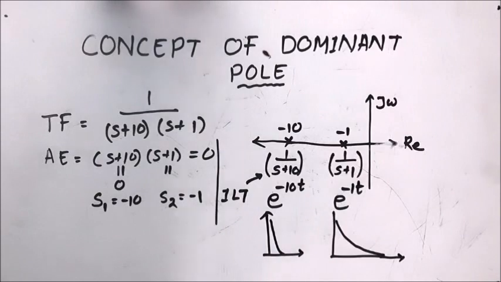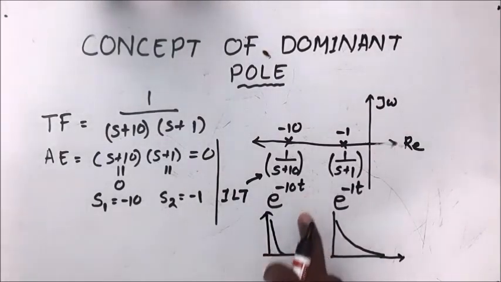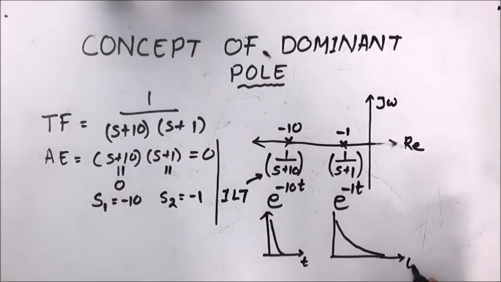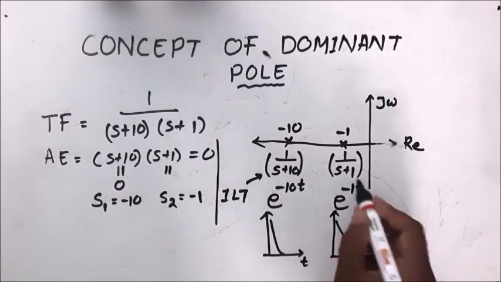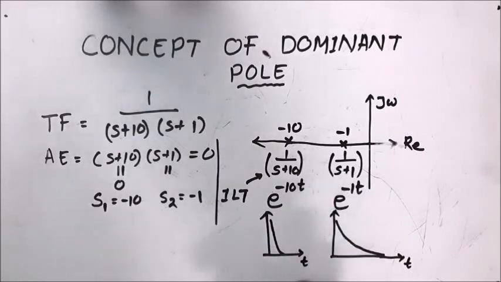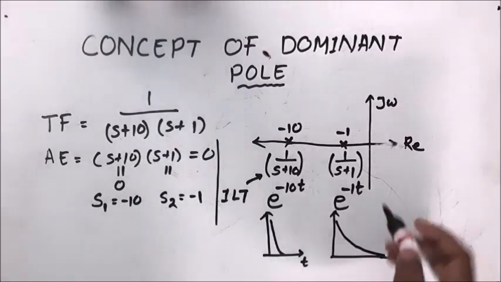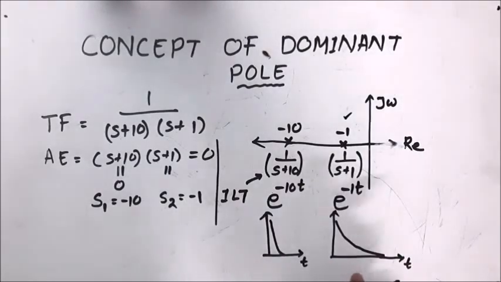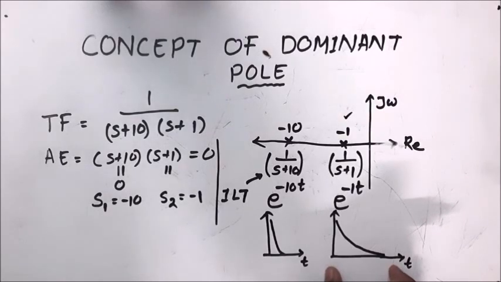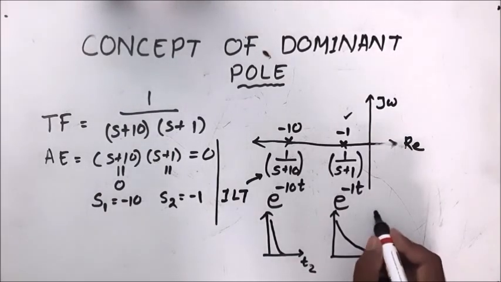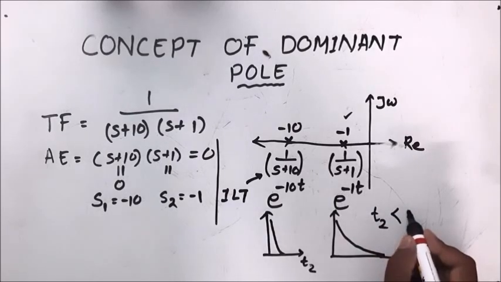Try taking different values of t and plot them. This is my t axis, and the y-axis corresponds to this equation, and you will get this kind of graph. From this graph it is very clear that the pole which creates this kind of response is available for more time than the other. Let's say this is t2 and this is t1, so we can write t2 is less than t1.